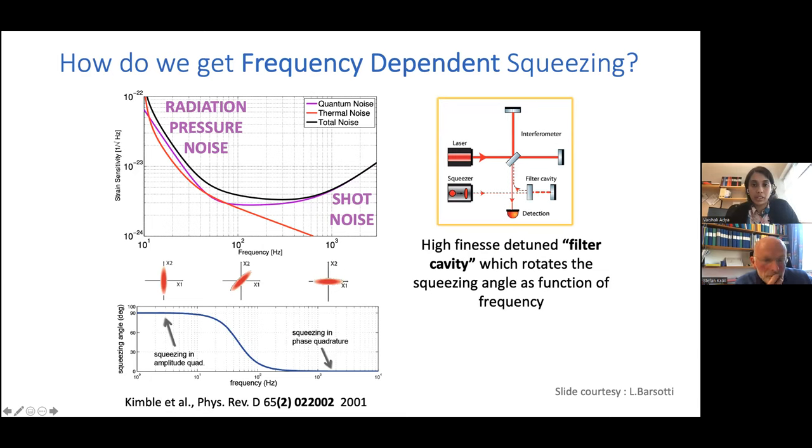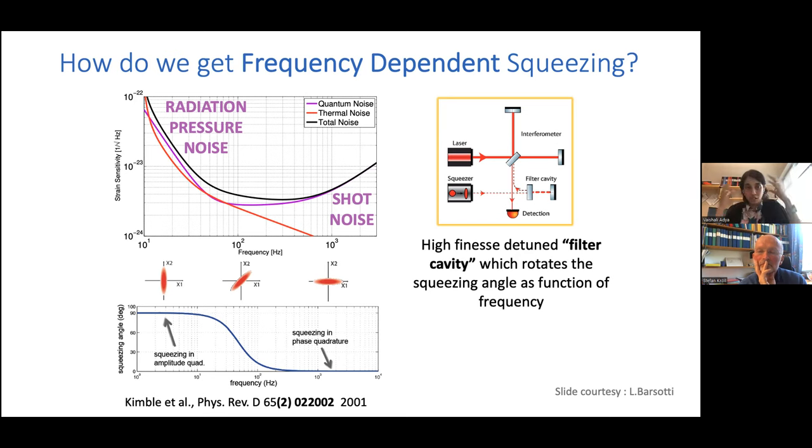So Kimball et al. in 2001 proposed a really neat way to do this. They said, we know how to use optical cavities, and we know that when we reflect light off of a cavity, the cavity induces a phase shift as a function of frequency, as given by the line width of the cavity. So by engineering the properties of this optical cavity, making it overcoupled and choosing the half width at half maximum to match the optomechanical rotation of the interferometer, which for LIGO is about 100 hertz, you can get frequency dependent rotation of the squeeze states.